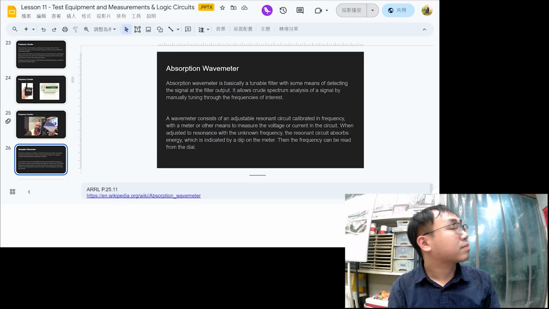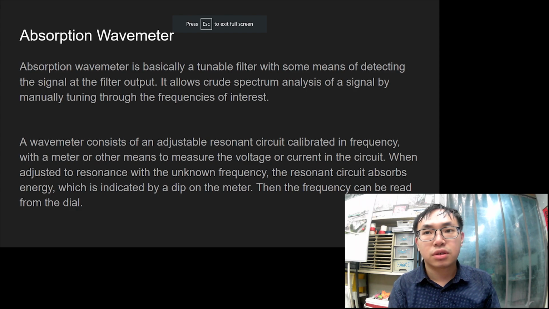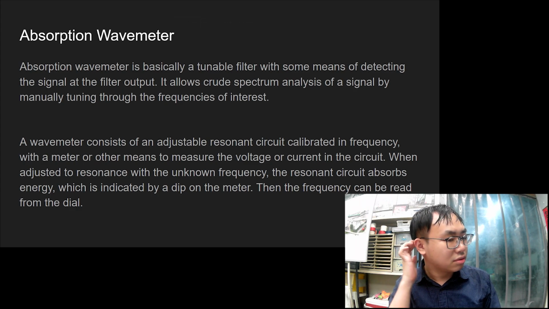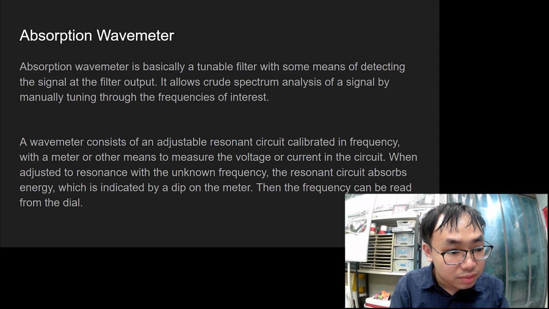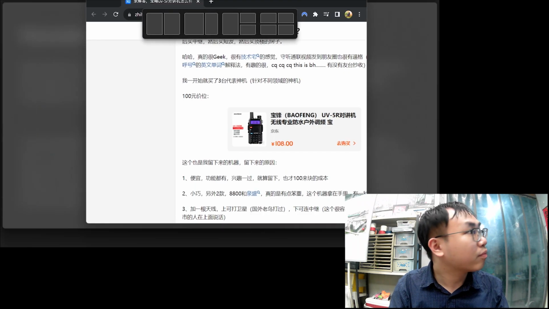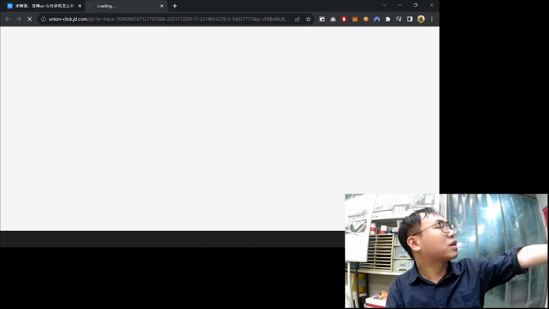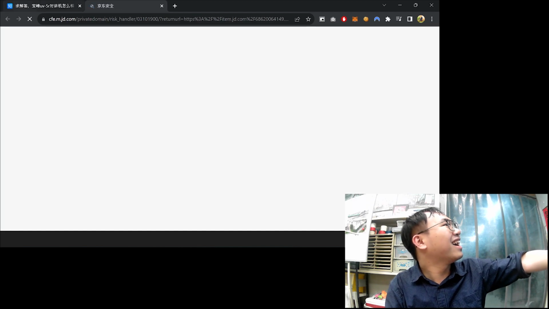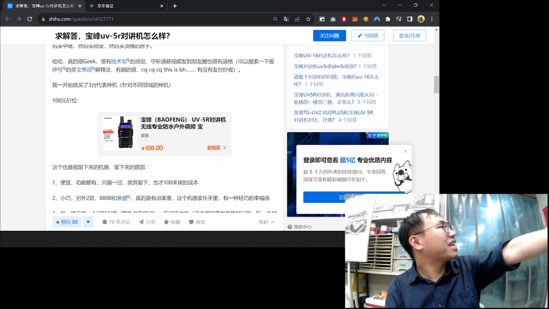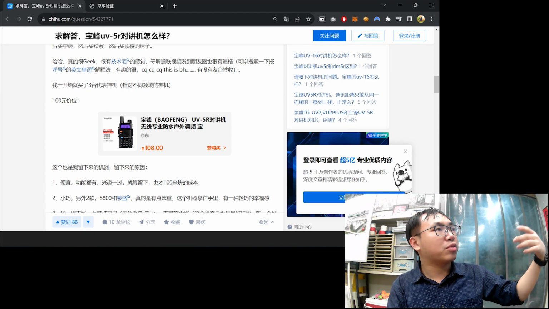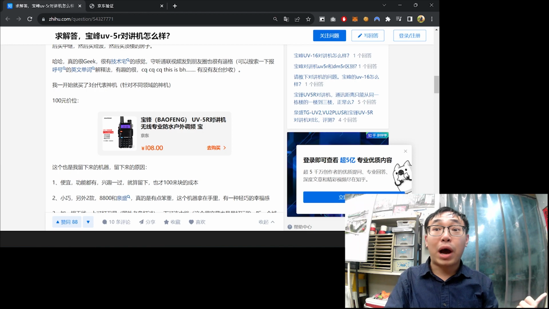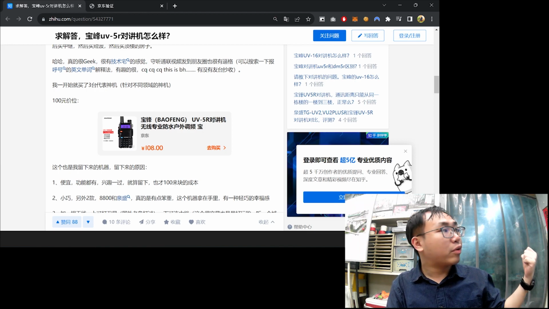How cheap would that be? $100. Yes, $100. That's why they use it for DIY. Yeah, I can show you. $100, I'm not joking. Really, 108 RMB. That's why people in foreign countries love to make use of it and do DIY. So this is very cheap, very basic.